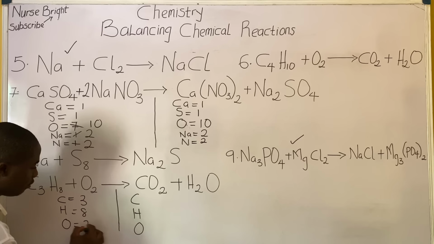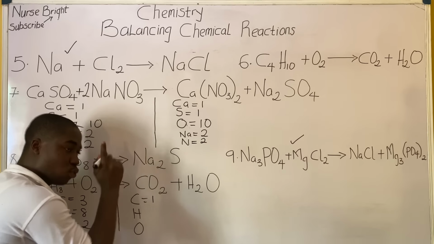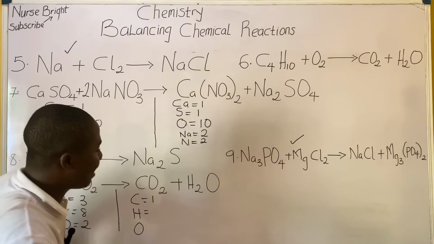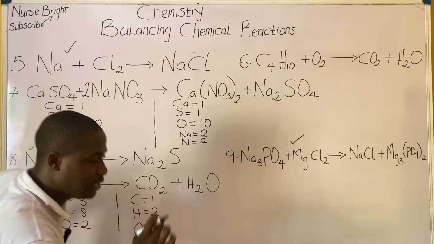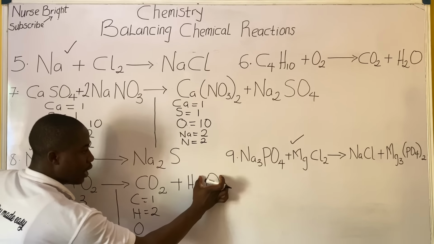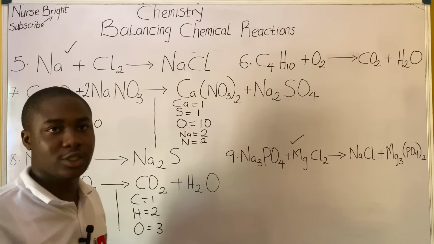oxygen 2. For the right hand side, carbon we're having just 1. For the right hand side hydrogen we're having 2. I believe you understand. For the right hand side oxygen we're having 2 here and 1 here. So 2 plus 1, that is what? 3. So you can see that the reaction is not balanced.